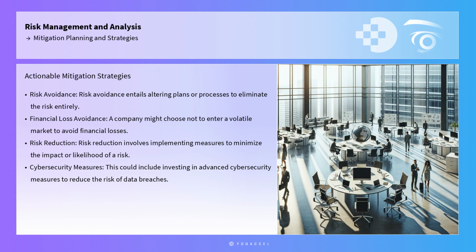Actionable mitigation strategies often involve risk avoidance, reduction, transfer, and acceptance. Risk avoidance entails altering plans or processes to eliminate the risk entirely. For example, a company might choose not to enter a volatile market to avoid financial losses. Risk reduction, on the other hand, involves implementing measures to minimize the impact or likelihood of a risk. This could include investing in advanced cybersecurity measures to reduce the risk of data breaches.